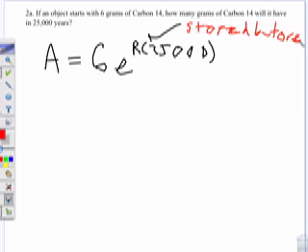Computer's getting too old and can't handle it. Okay, but we can type this in. 6 times E exponent key, and if we just type in R, it brings up R for us. It puts that number in, times 25,000 close parentheses, so try that.